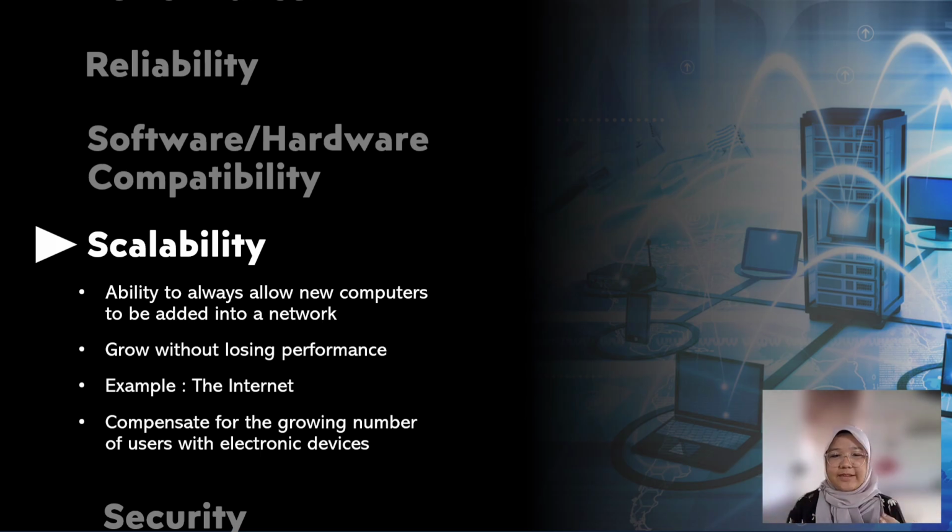Next, we have scalability. Scalability means the ability to always allow new computers to be added into a network. So a great example of scalability is the internet.